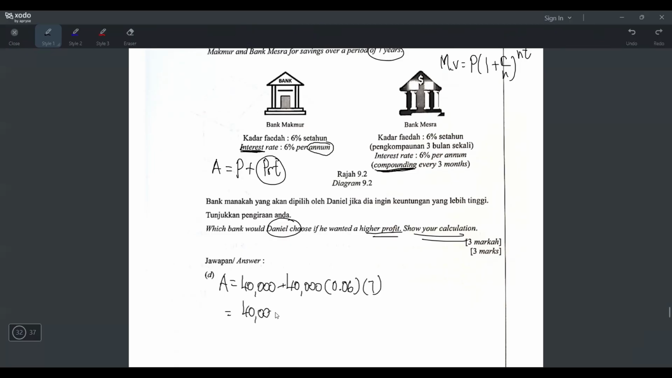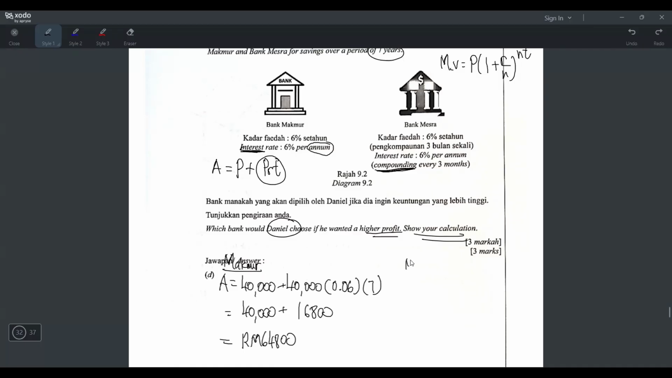Okay, so it doesn't make sense if you say that after 7 years the amount gets lesser, right? That's why you have to add the 40,000 to get the amount. Okay, so the answer here is RM 64800. And what is this? The ending amount. After 7 years, if he goes to the bank to check his balance, this is the amount, right? Okay, this one is for Bank Makmur.